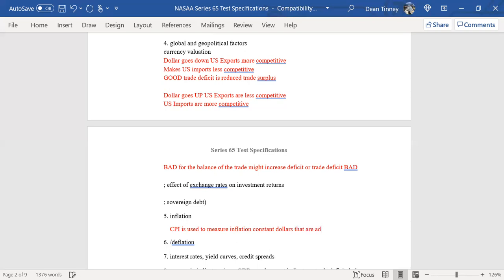And this is a pretty simple test question. I told you there's only 6 questions here, but we don't know what 6 they are, right? So that's kind of the problem, right? Anyway, CPI is used to measure inflation. Constant dollars are dollars measured for inflation.